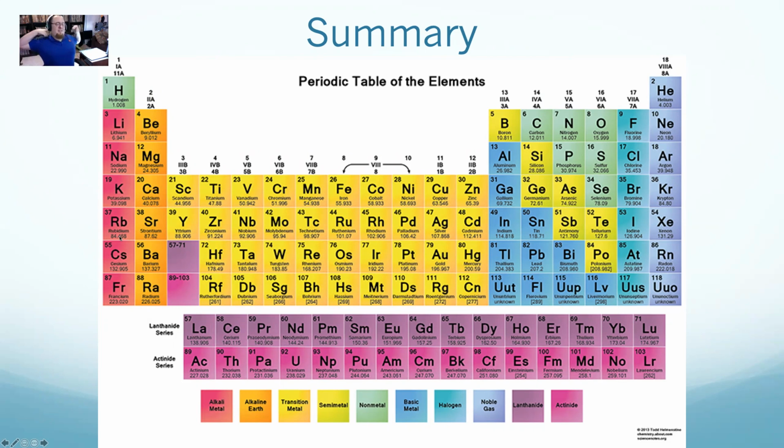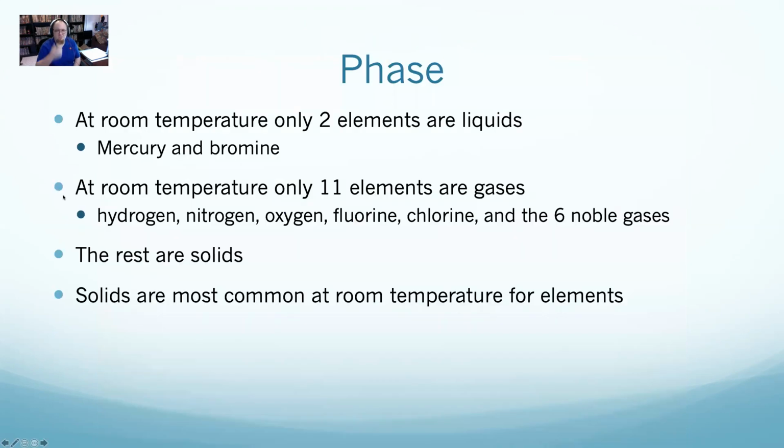Of note, we can also define the phase of elements, aka solid, liquid, gas. At room temperature, most things are solids. At room temperature, only two elements are liquids. They're mercury and bromine. It's of note, gallium is close. Gallium becomes a liquid at about 90 degrees Fahrenheit. So if you have a piece of gallium and you put it in your hand, it'll melt in your hand. At room temperature, only 11 elements are gases.